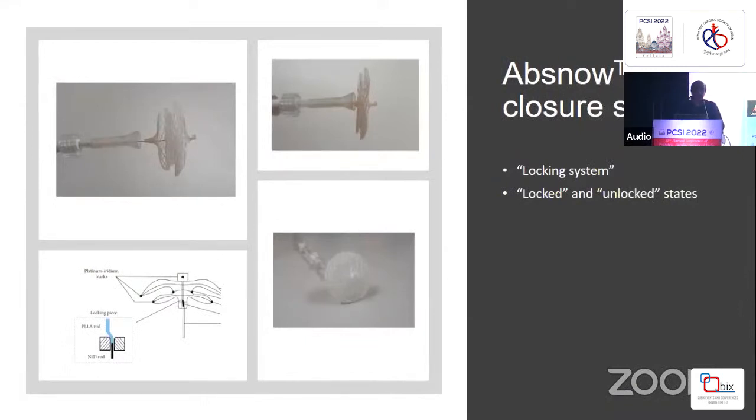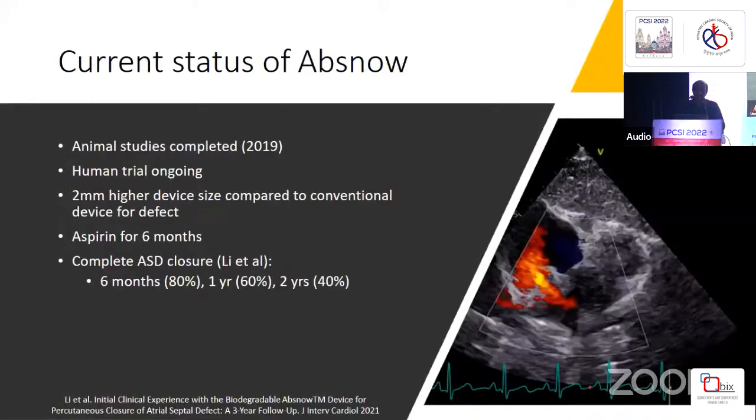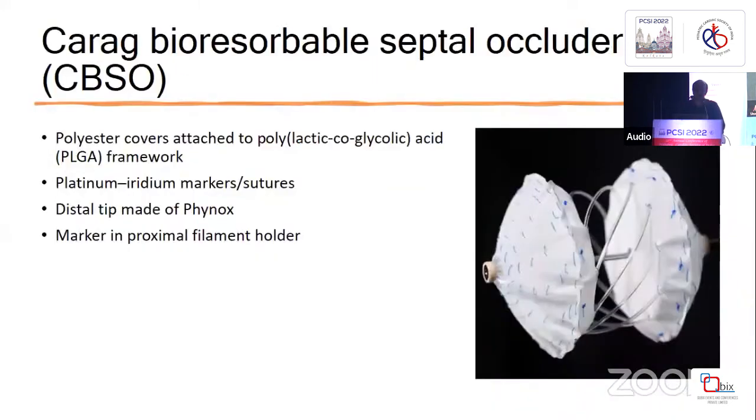Remember, it's a biodegradable system. And again, the system has got its unlocked and locked states. It's not yet ready for use, not yet marketed. The animal studies were completed, and there's a human trial ongoing, but the data that is available in published literature is currently not satisfactory for it to be used commercially, because there is significant residual flow which is detected at 1 year and 2 years after complete ASD closure. So because of the residual flow, this is not yet ready for use.